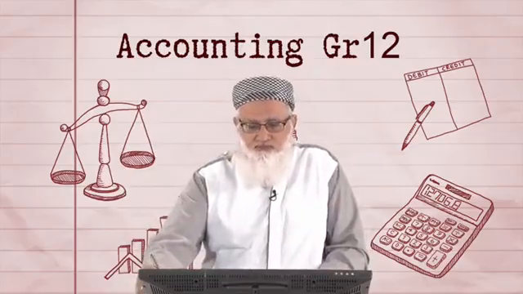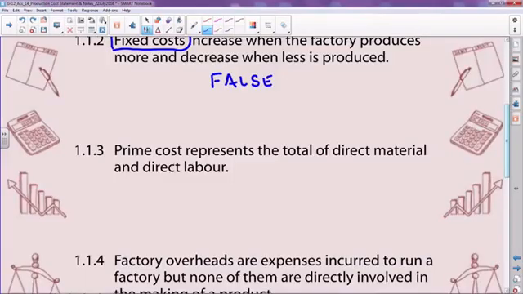Next one. Prime cost represents the total of direct material and direct labor. Certainly, that is true. Remember, your 2 components of prime cost would be material plus labor. That's right. That makes up prime cost.